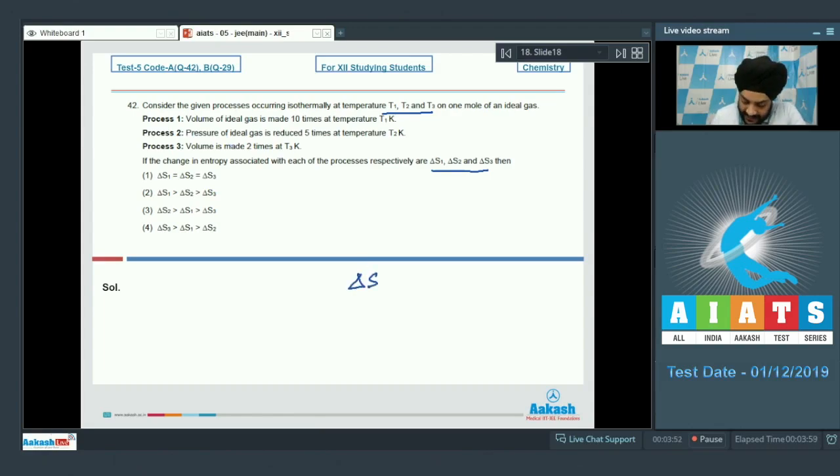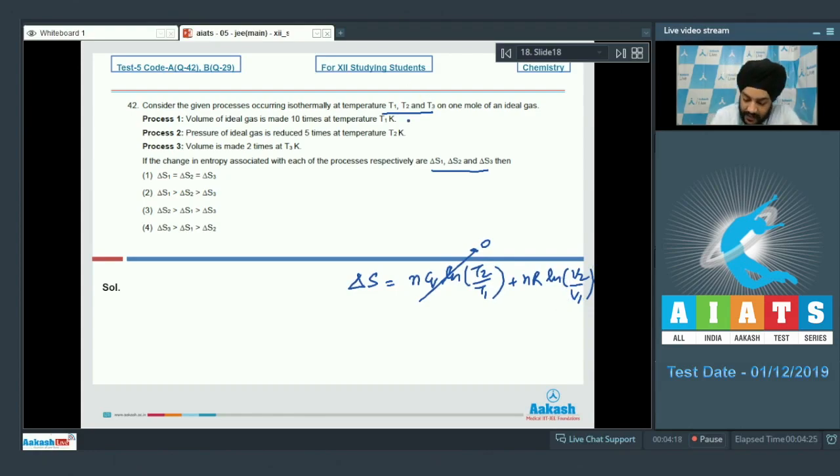So delta S is equal to nCv ln T2 by T1. This term shall be equal to 0 as an isothermal process is happening, students. So this will be 0 plus nR ln of V2 by V1. So it does not matter at which temperature you are carrying out the process. All that matters is the ratio of the volumes.